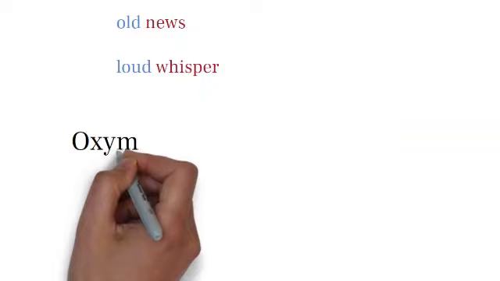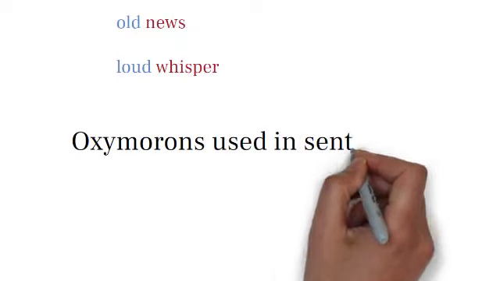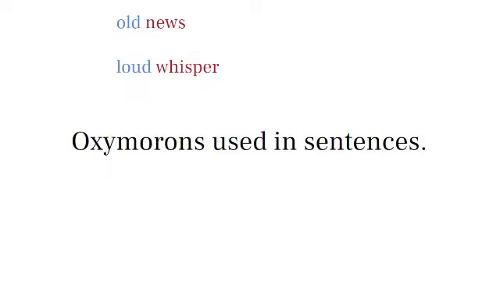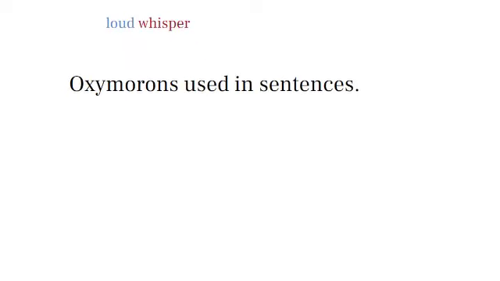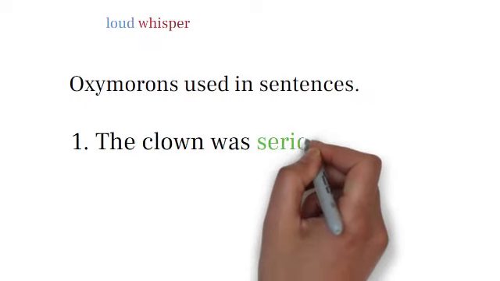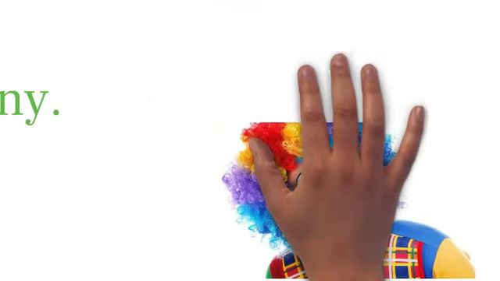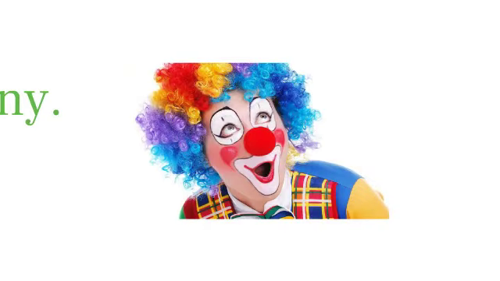So let's see some oxymorons in sentences too. First one, the clown was seriously funny. So the oxymoron that is used in this sentence is seriously funny. Both the words mean opposite but are placed together.